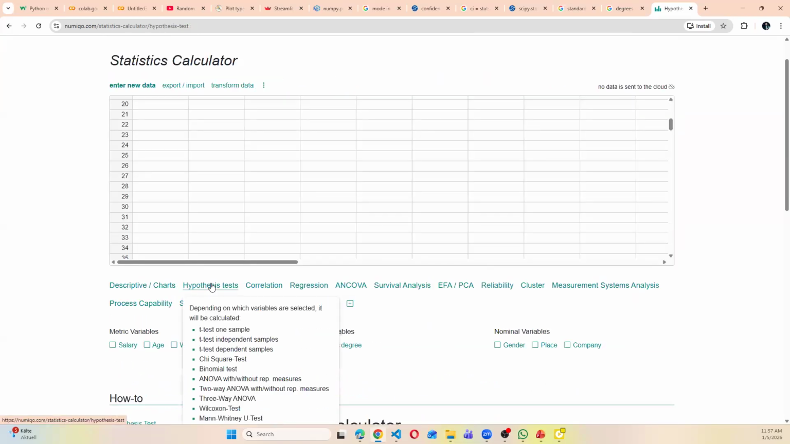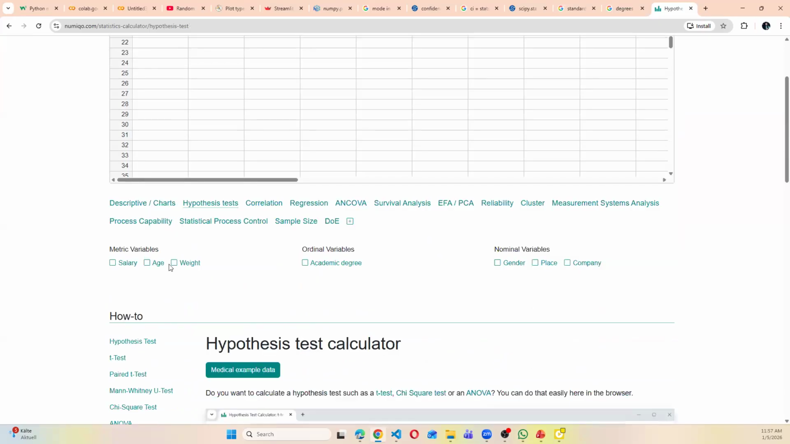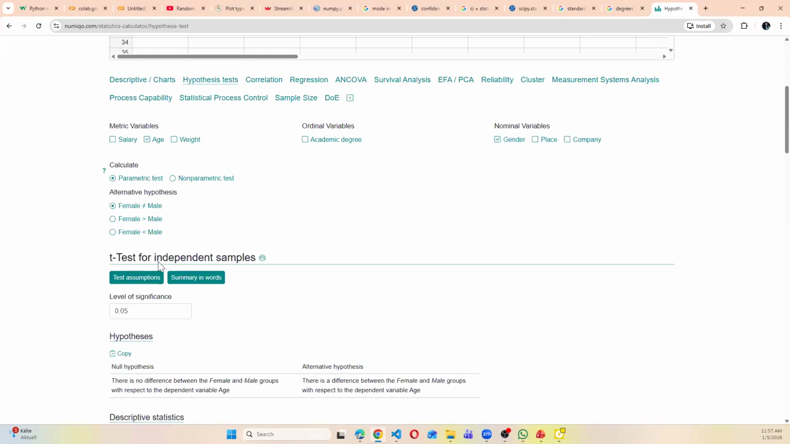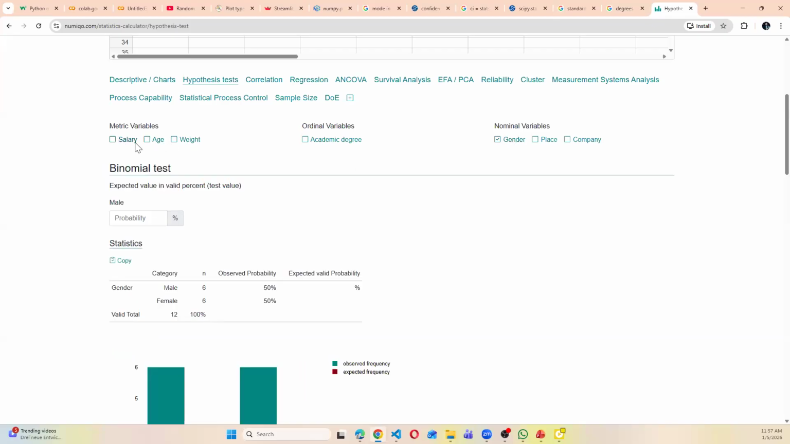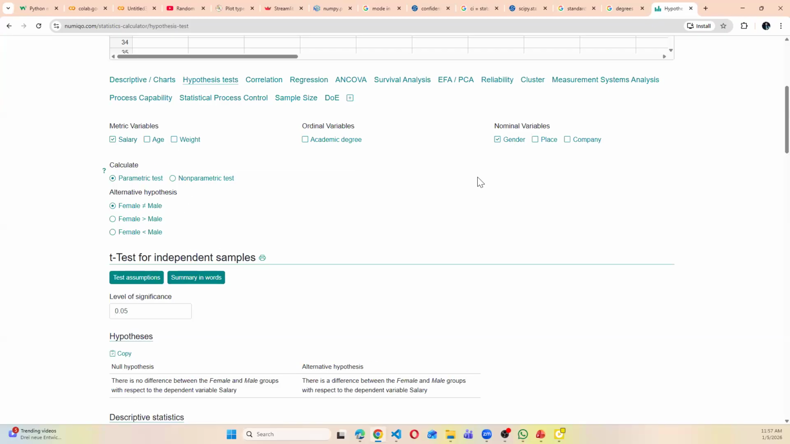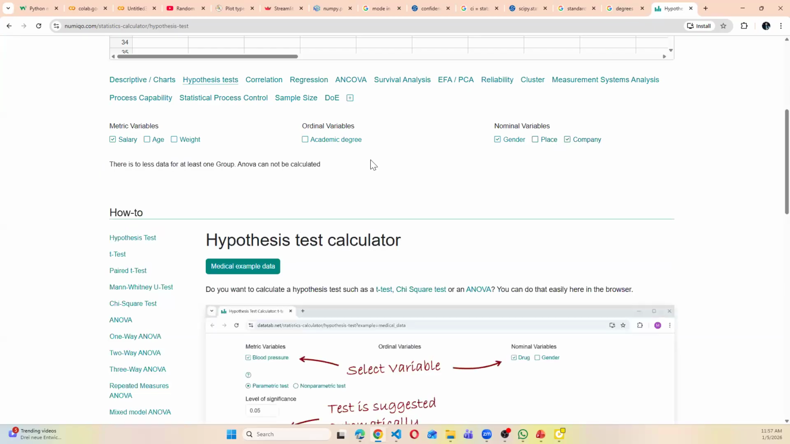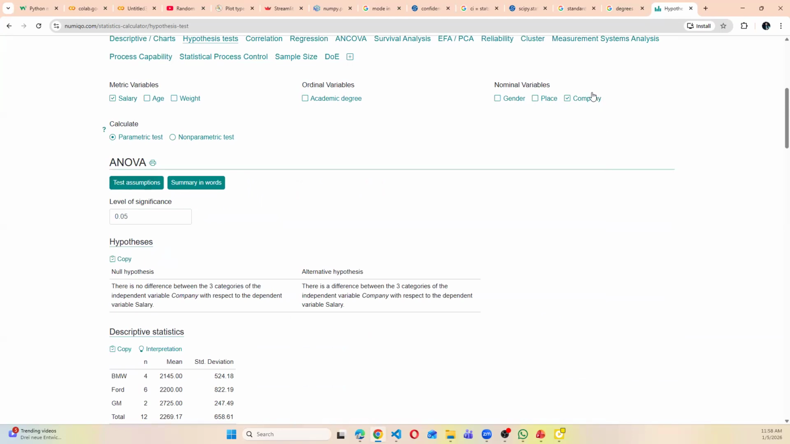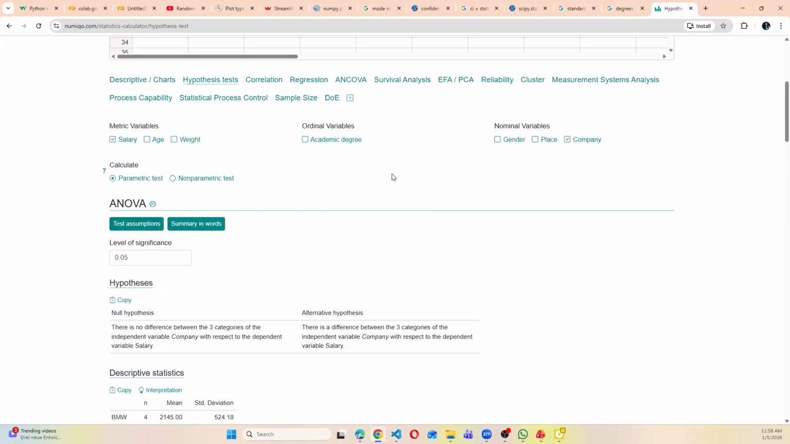You can go to statistics, and then you can choose, as it was here. It will give you a test for independent samples. This is a good test to do if you are checking for gender and age. For salary, you can use a t-test again. For company, you can use ANOVA, because they are different. So this is a very good way.